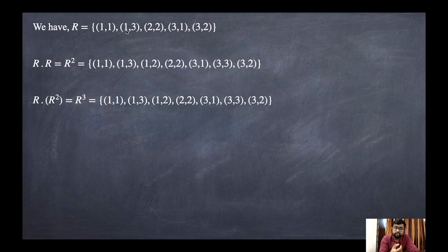Now consider this 1 goes to 3. So in R, 1 goes to 3. Now check in R square whether 3 goes to some elements or not. So 3 1, 3 3, 3 2, so there are 3 elements. So 1 goes to 3, 3 goes to 1.